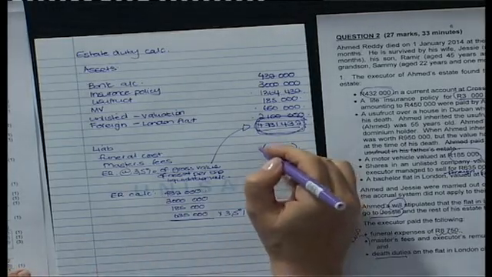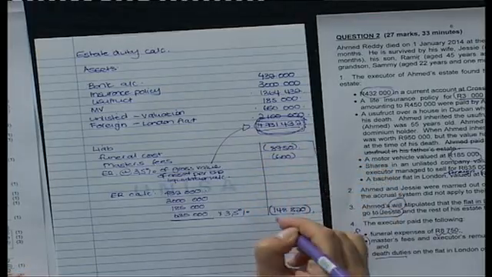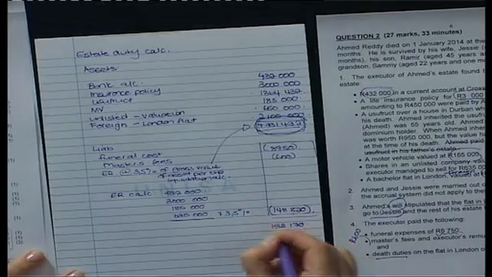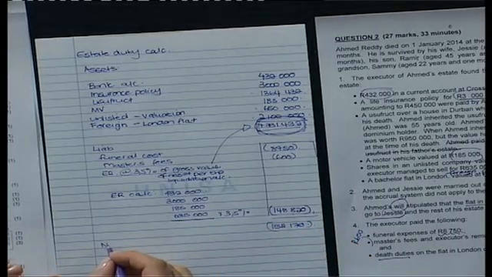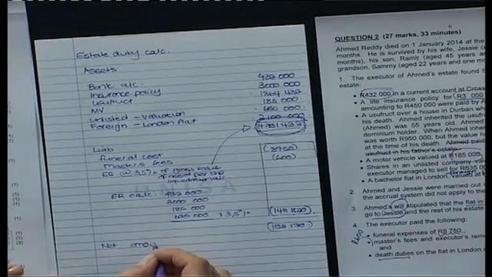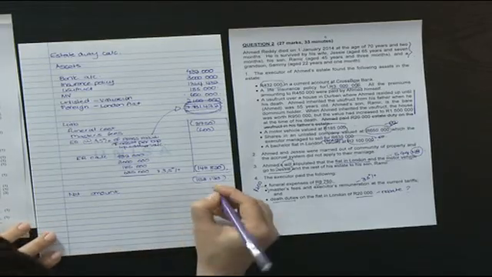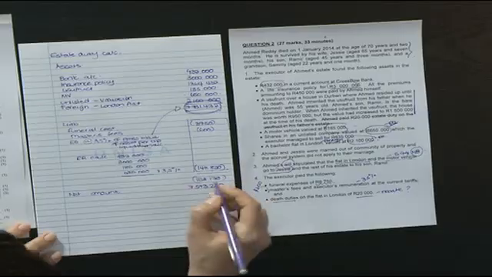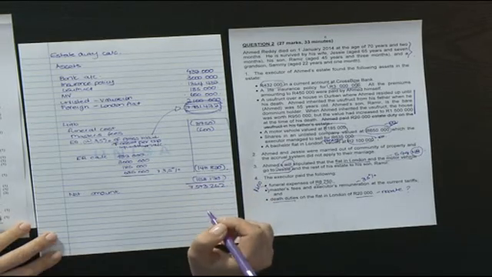Okay, so that's the total of our liabilities, which would be 158,170. Our net amount now in the estate is 7.5 million. All right. Remember those little alarm bells? Let's not forget our Section 4Q deductions.